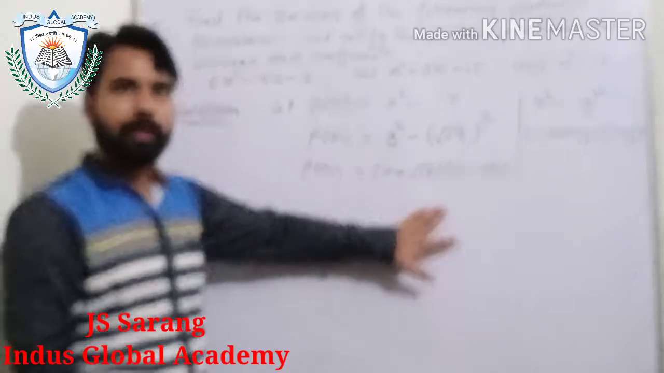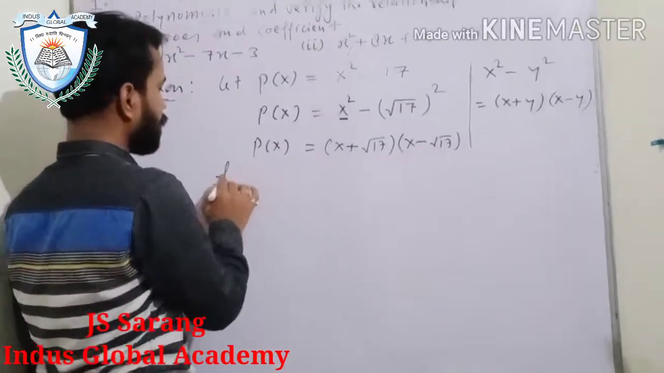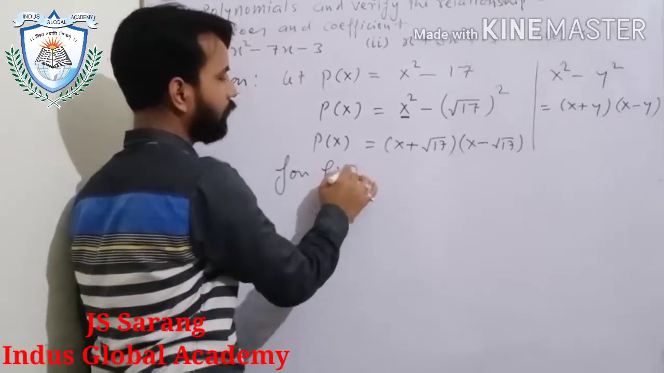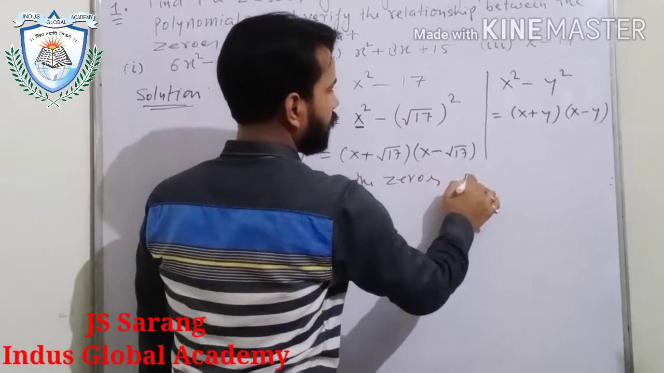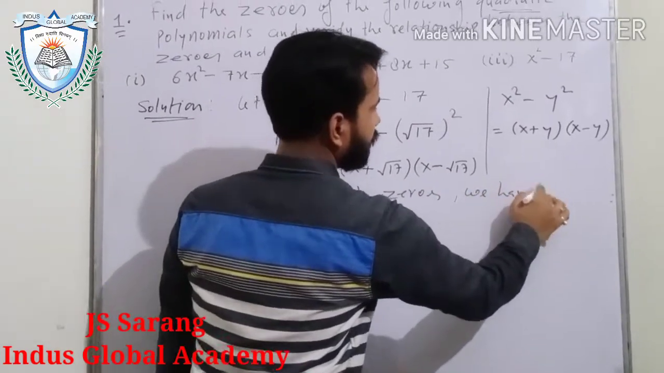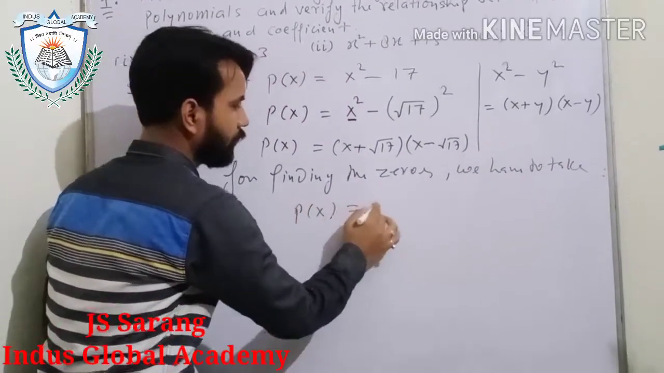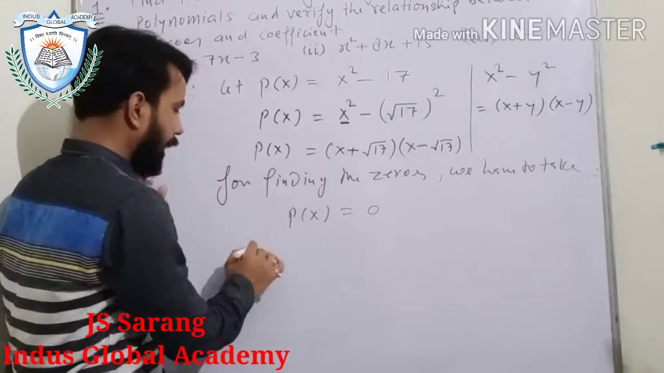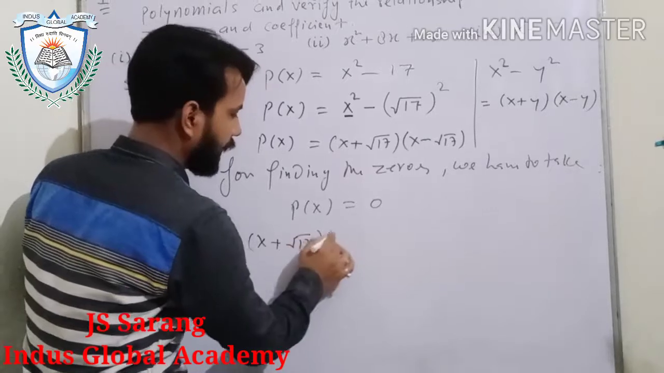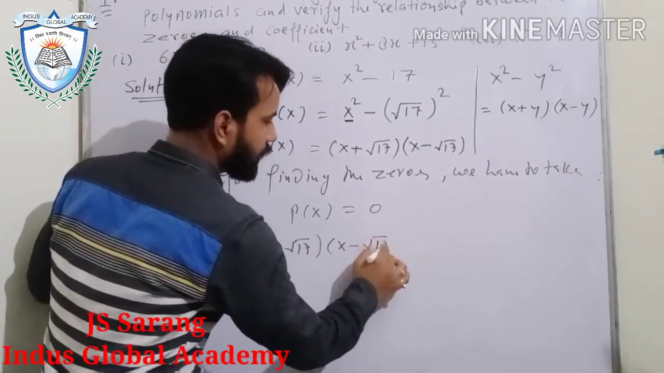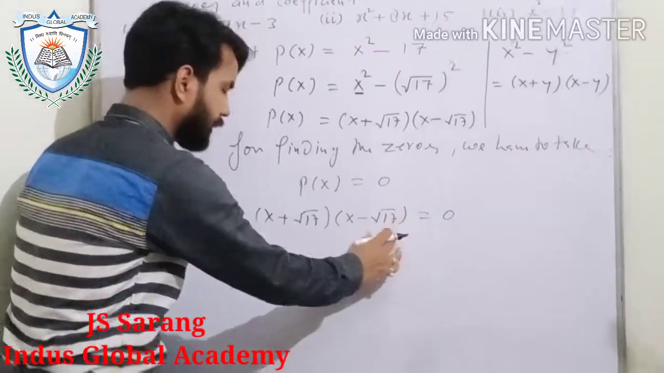Now our factorization is done here. Now we have to find zeros. So for finding the zeros, we have to take p(x) equal to 0. So what is p(x)? (x plus under root 17)(x minus under root 17) equal to 0. Here either this bracket is 0 or this one is 0.